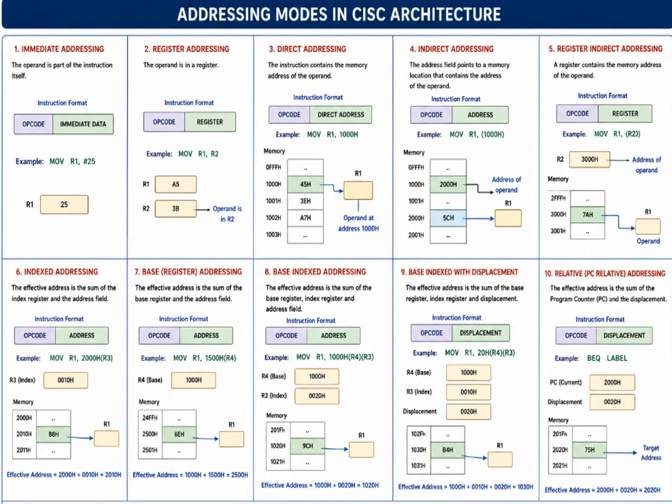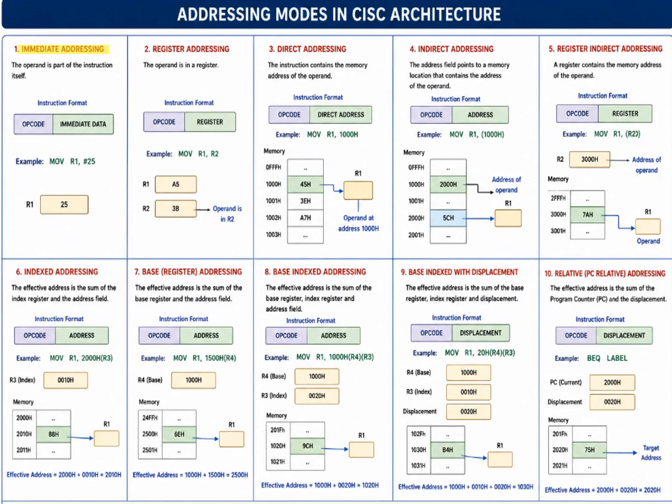The first one is immediate addressing. In immediate addressing, the operand is a part of the instruction itself. That is the instruction format: the opcode is given and the immediate data is also given. For example, MOV R1, #25. So what will R1 do? MOV is the opcode and 25 is the immediate data here. Okay.